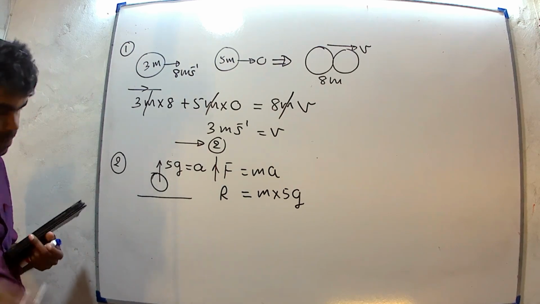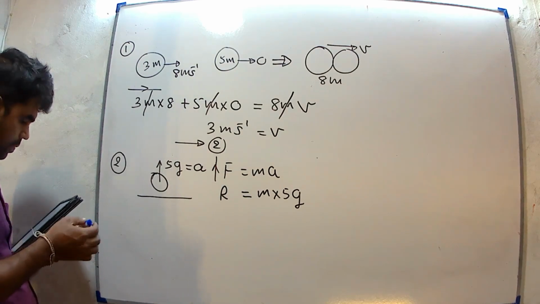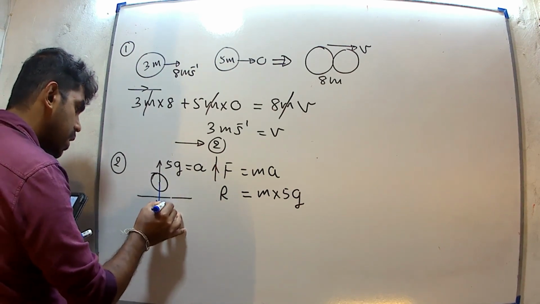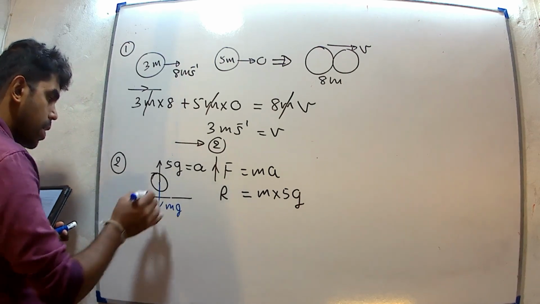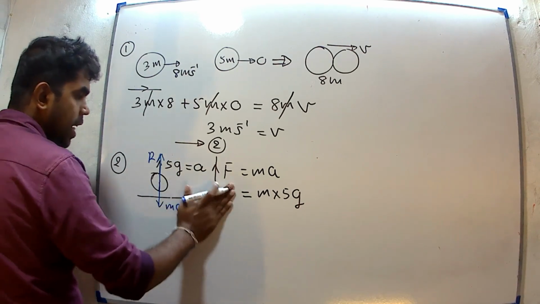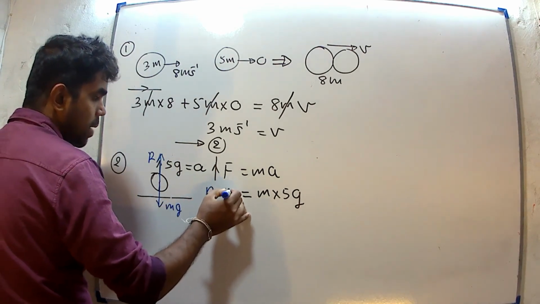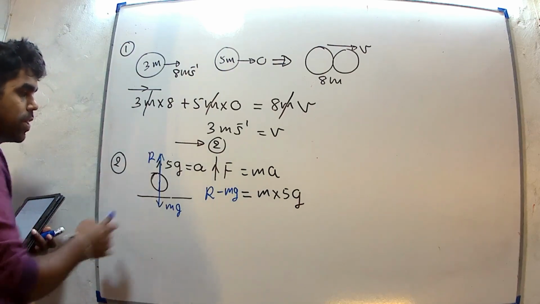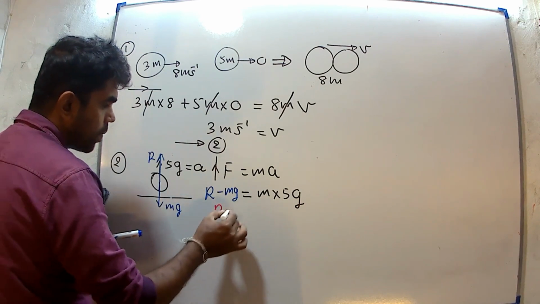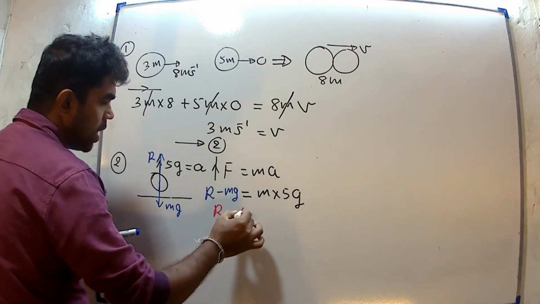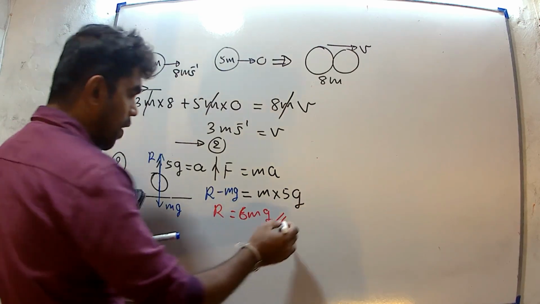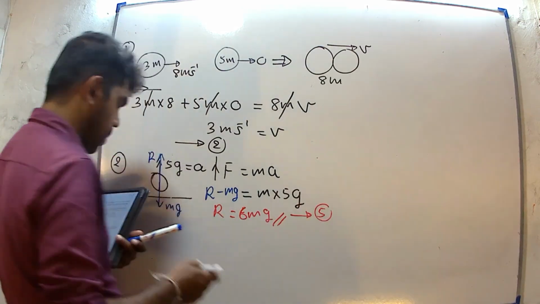But there is a weight in this direction. It should be mg. Reaction in upward direction. Therefore, we can consider the resultant R minus mg. Resultant force is R minus mg. Then we can get R should be 5mg plus mg, 6mg. Then the answer is 5 for question number 2.